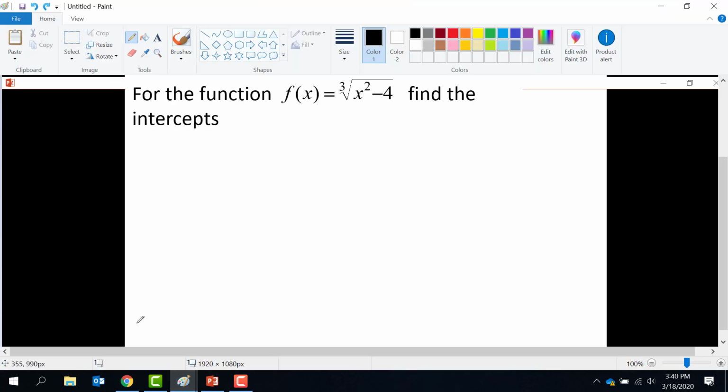Okay. So again, y-intercept, we substitute in 0 for x. Need to be careful. As soon as people see roots, they think, oh, you can't root a negative number. You can't square root a negative number and get a real number, but this is an odd root. So perfectly fine to put in 0, and we end up with the cube root of negative 4, which does not have a nice answer, but it is a negative number. So we cross the y-axis below the x-axis.